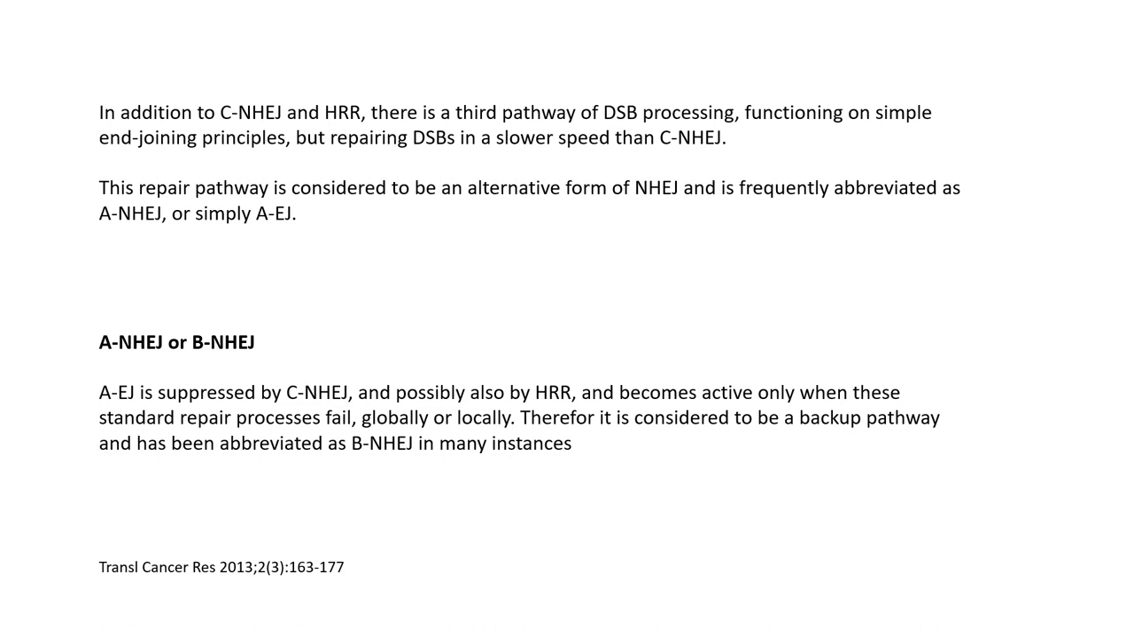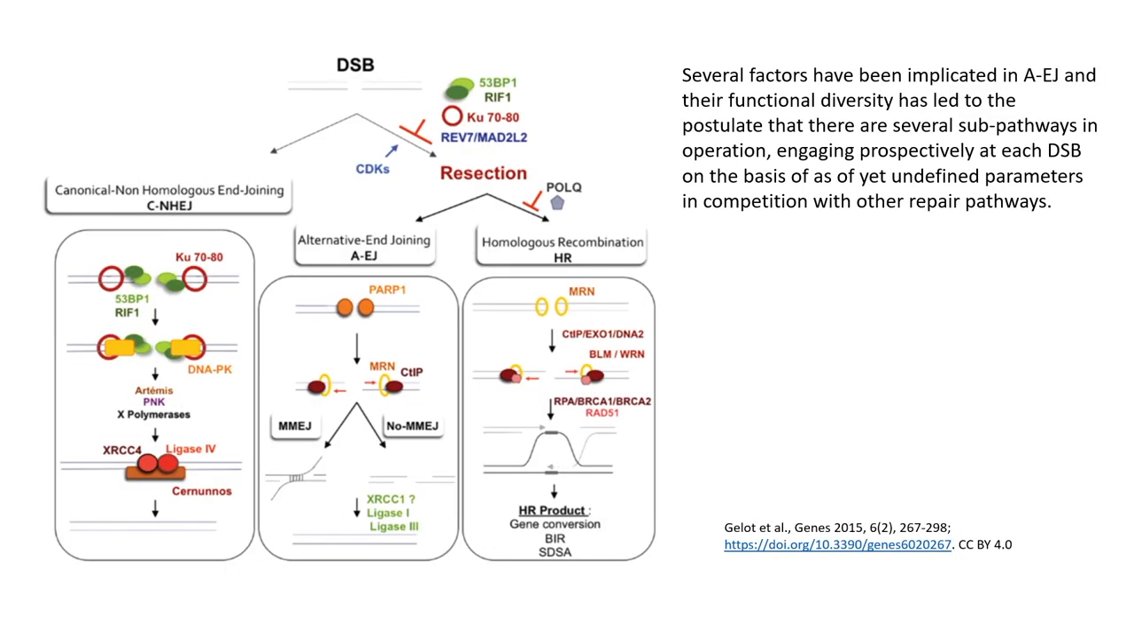Under those circumstances only, alternative NHEJ will come into action, and this repair may take place at the local level to the global level. For this reason, this is considered as a backup pathway. If conventional NHEJ and HRR fail, then alternative NHEJ comes into action as a backup mechanism. So, for this reason, it is also sometimes referred to as B-NHEJ by certain groups of people.